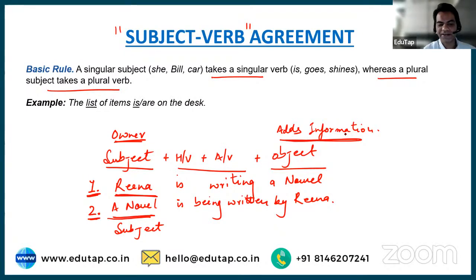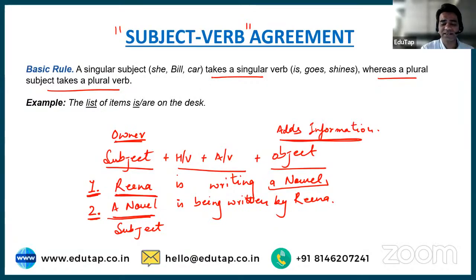You see, if I had written only Reena is writing, and if I had not written a novel, you still would have understood and the sentence would not have been wrong. Reena is writing or Reena is sleeping. But if I say Reena is writing a novel, it has added information to the sentence: what is she writing? She is writing a novel. If I had said Reena is sleeping on a bed, now on a bed would be the object that is adding additional information to the sentence: where is she sleeping? On the bed. If I had said Reena is sleeping in her room or Reena is cooking food, so food, in her room, on the bed, now these are objects, right?